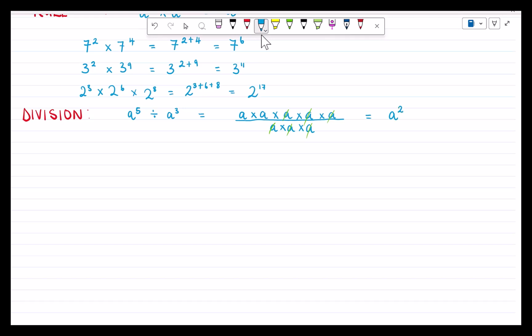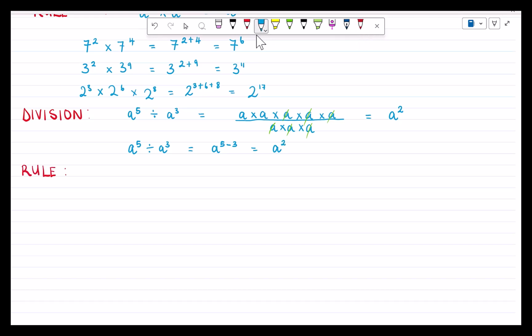However, if you're dealing with larger numbers, there is a shorter way of doing this. So that would be a to the power of 5 divided by a to the power of 3, which is equal to a to the power of 5 minus 3, and we get our answer as a to the power of 2.